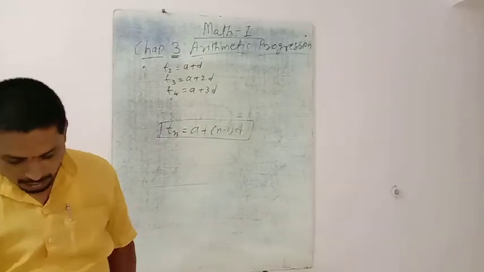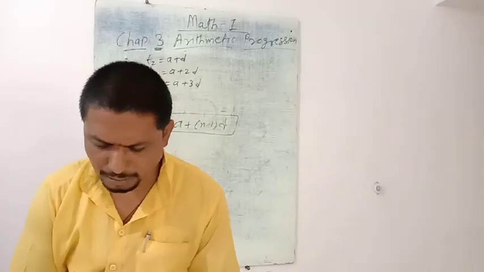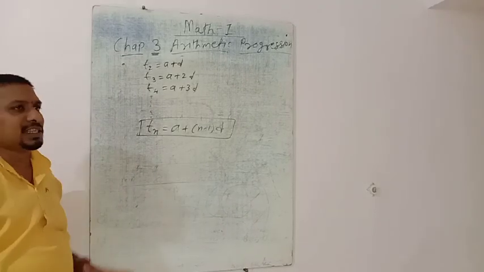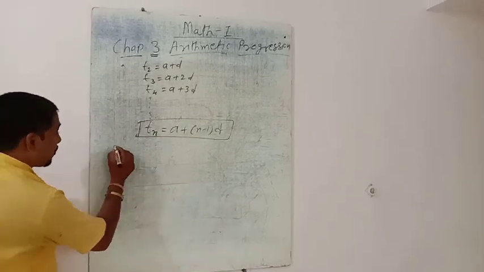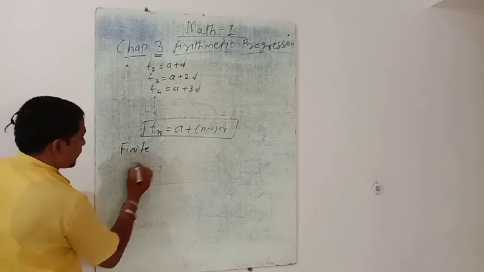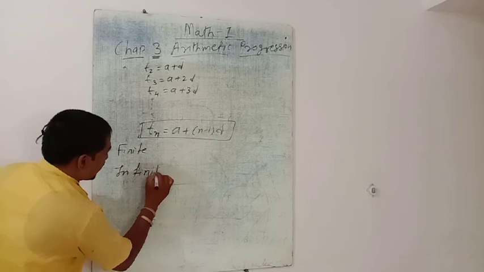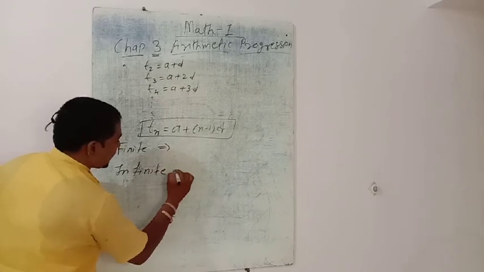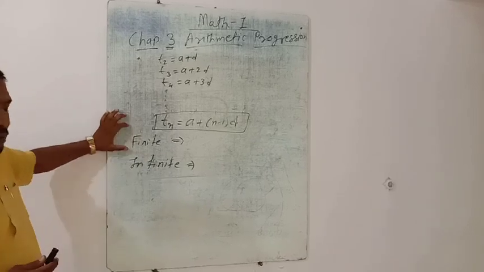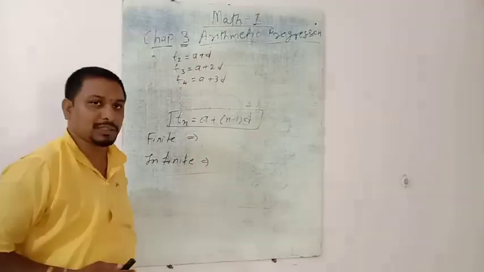Now, we know that last year we studied two types of sets: one is finite and another is infinite. Finite set, infinite set. Here also we have to study the finite sequence and infinite sequence.